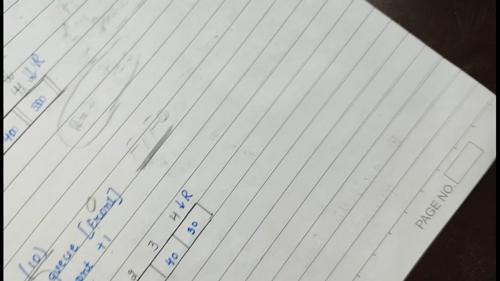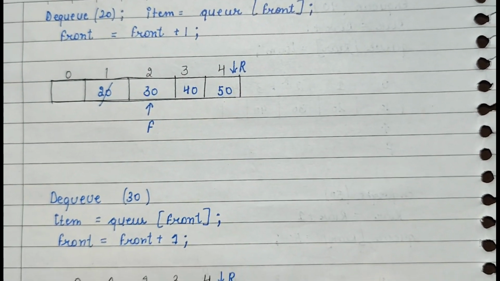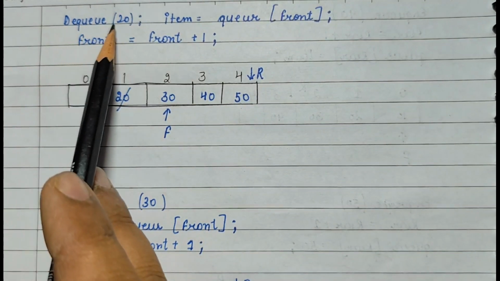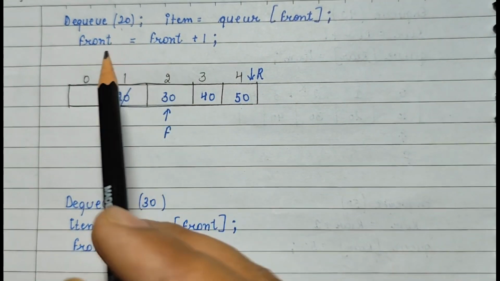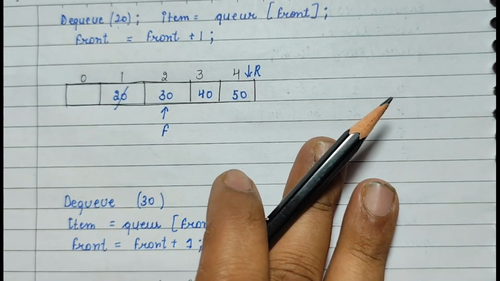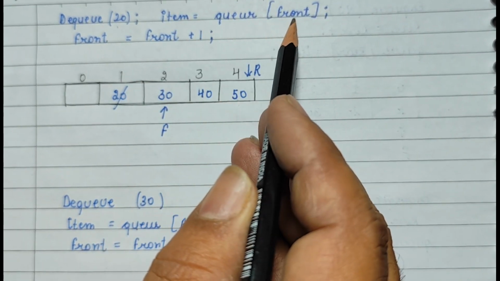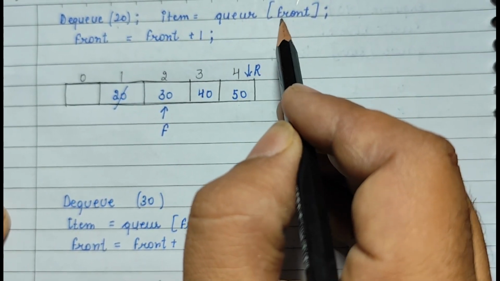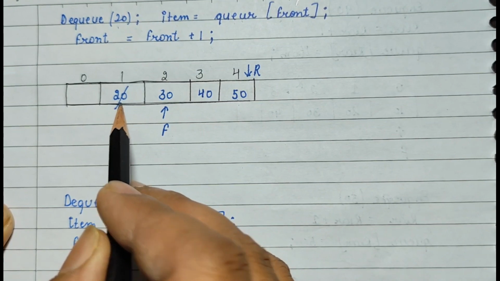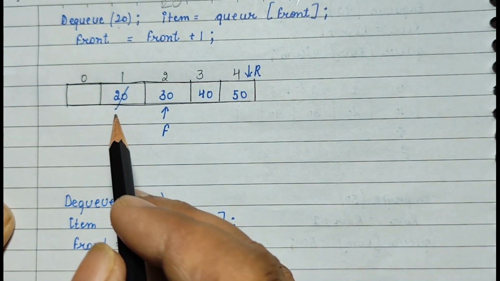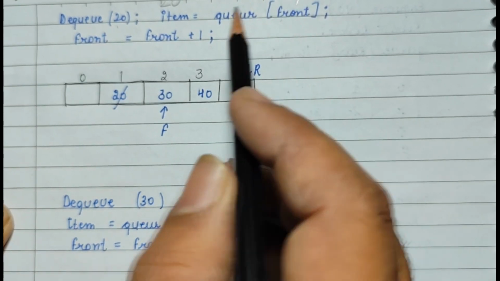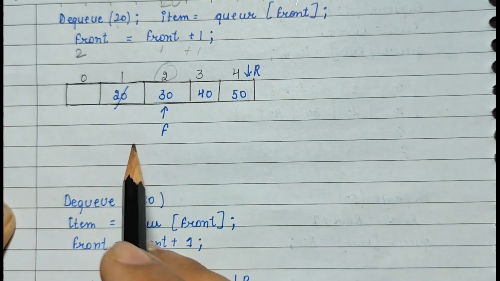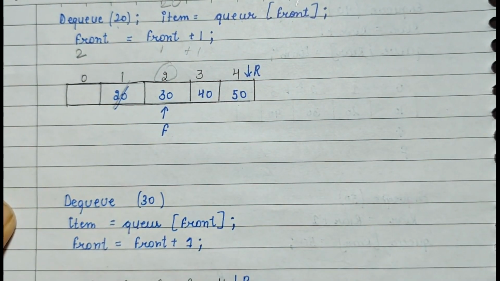So now we perform another dequeue operation. I perform dequeue 20. Again, what are the steps? First we fetch the value. So item is equal to Q of front. In the last step, front has a value 1. Now Q of 1 is 20. So 20 goes in this item. Then front is equal to front plus 1. What is the last value of front? Front is 1. 1 plus 1 is 2. It means now front points to this second index and this 20 is deleted from here.